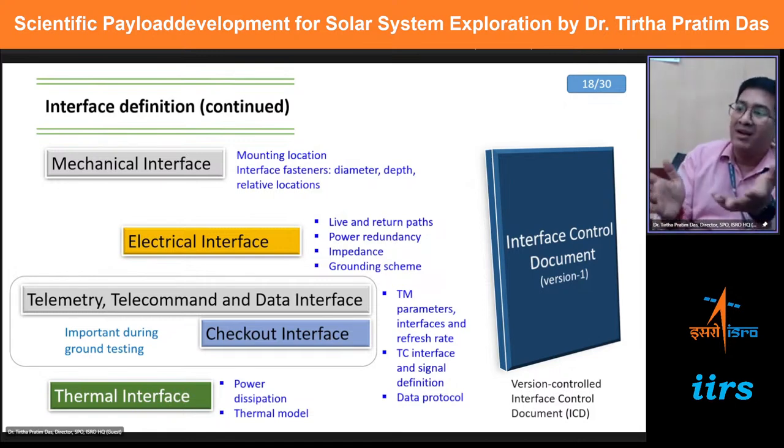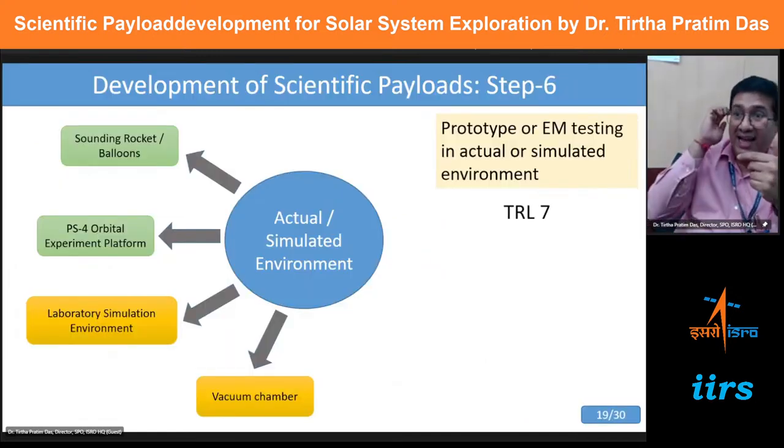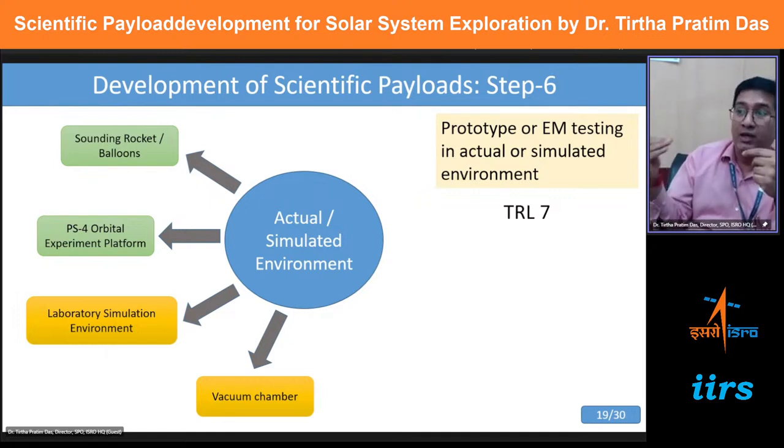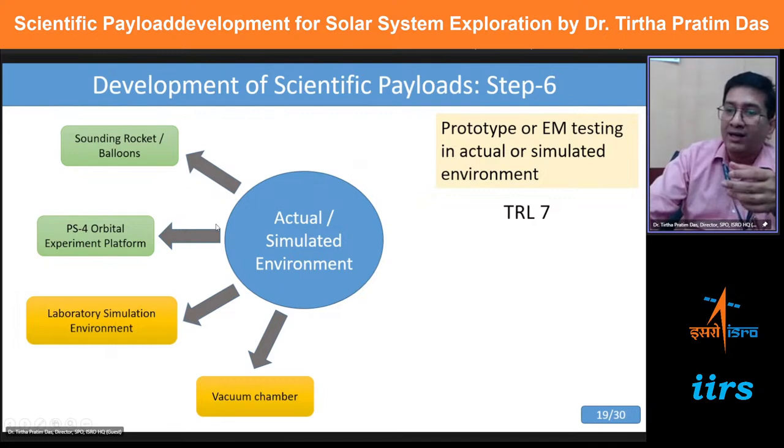So all these things culminate in an interface control document. And it is version controlled. If there is some update in the interface or some properties, you have to update this document also. It is imperative. And now in step 6, prototype or EM testing in the actual environment or the simulated environment, you can test it in the laboratory. You can test it in the vacuum chamber. These are the simulated environments which I have shown in yellow color.